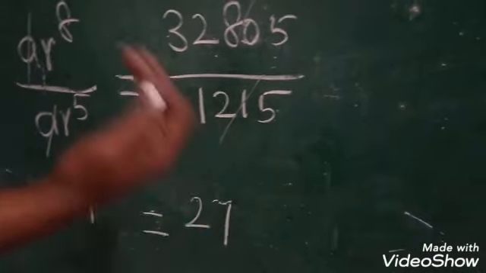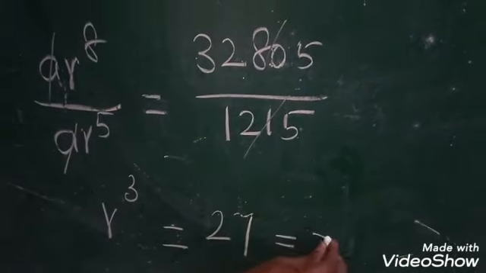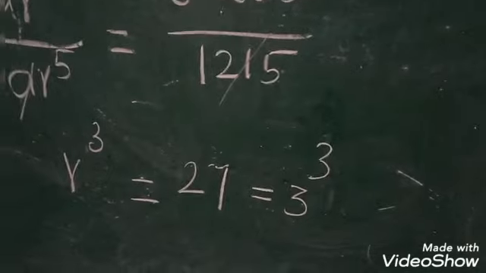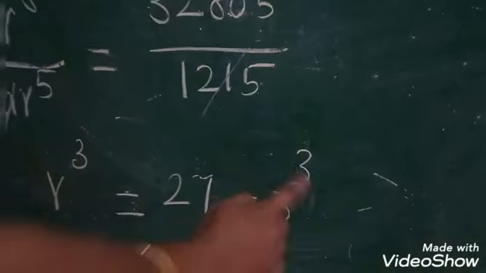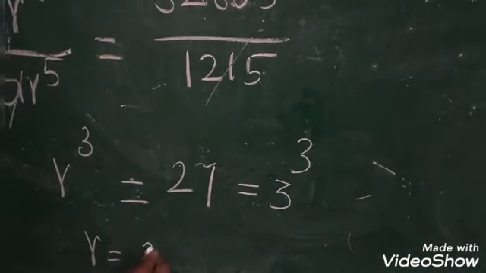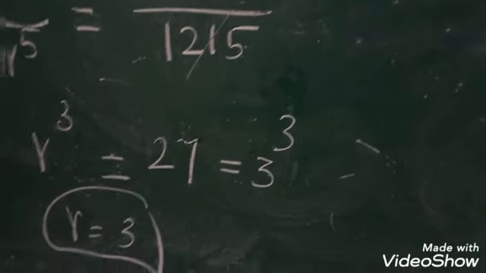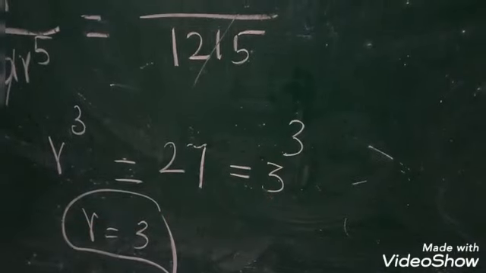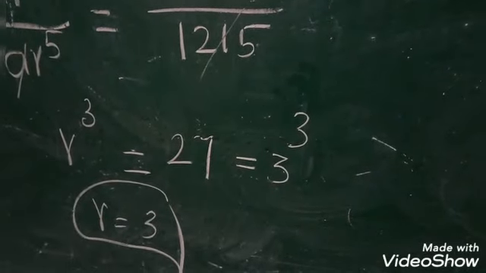Now 27 you have to convert to cubic form. How do you write the cubic form? Yes, 3 cube. We very well know 3 into 3 into 3. So now the powers are equal, so the bases are equal. The rule is the exponential rule we are using. Here the powers are equal so I am equating the bases. Okay, now R is 3.